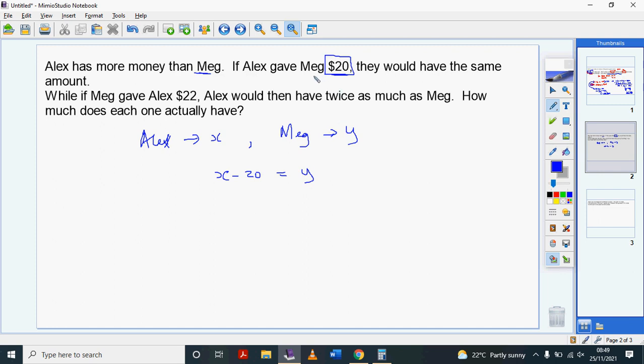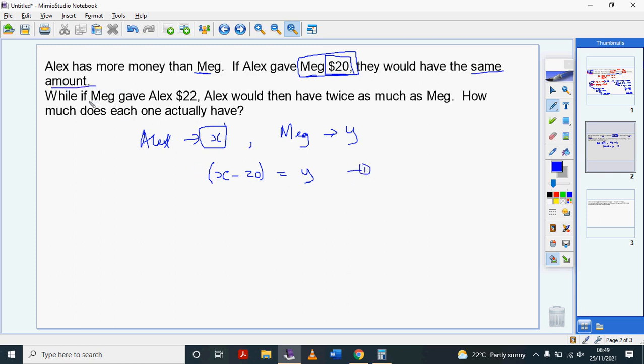If Alex gives Meg $20, that means Alex is losing $20. That means we are subtracting 20 from Alex's money. Then the money that she will have left will be equal to the money that Meg has, because they will have the same amount. So that already gives us our first equation.